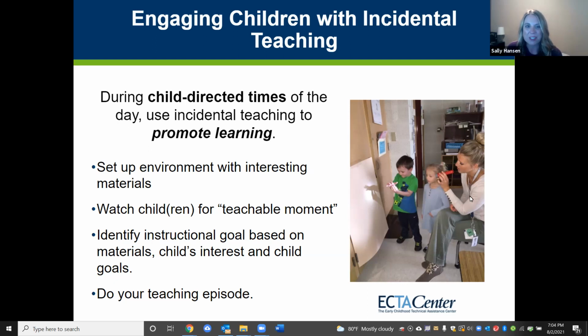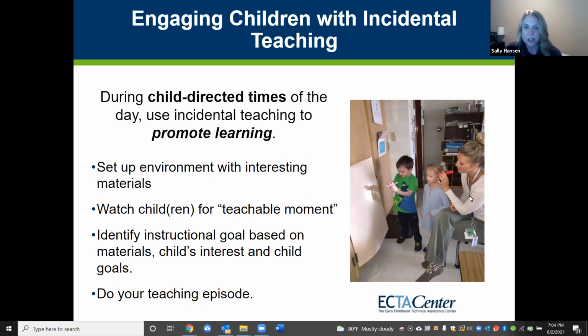With child-directed time, we need to be a little more crafty. We want to use incidental teaching to promote learning by setting up the environment with interesting materials. We know that interest leads to engagement. And so we need to know what it is that children are interested in, especially if there's a child with a target goal that we want to be sure we have the opportunity to work on during our center time. Then we're going to watch for those teachable moments.